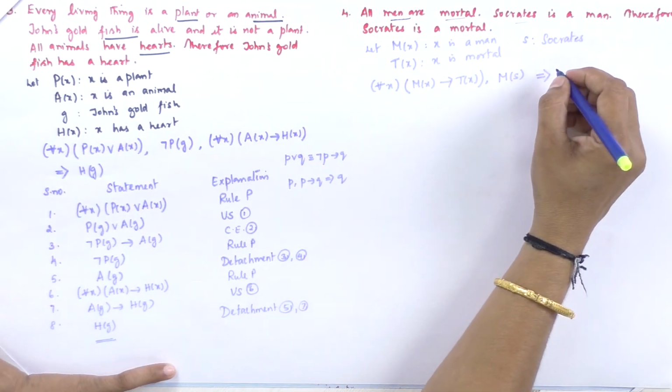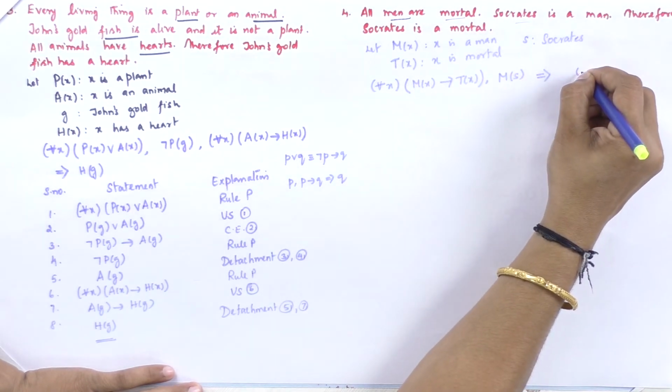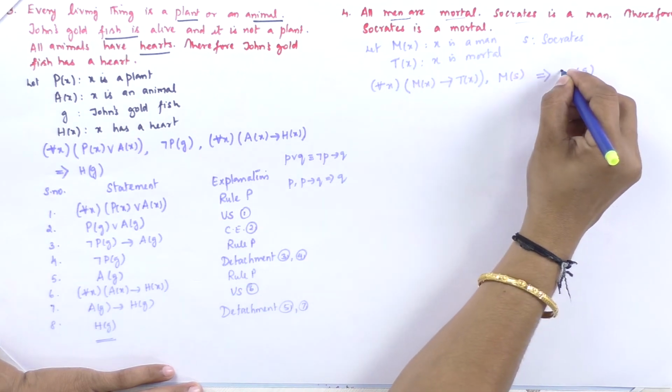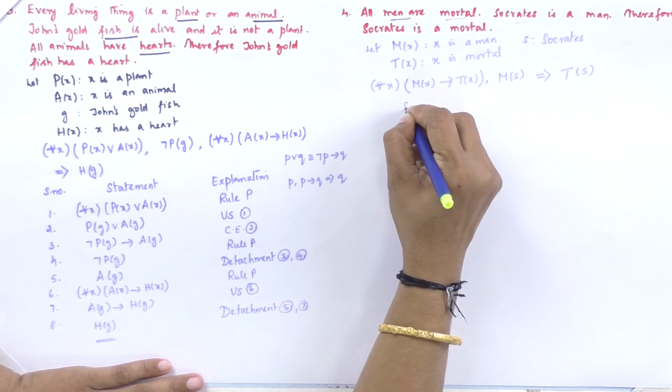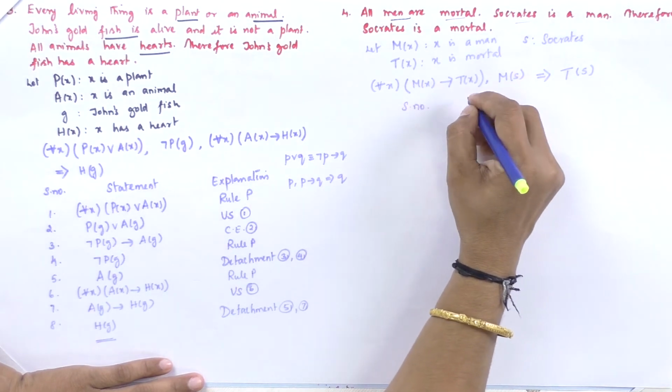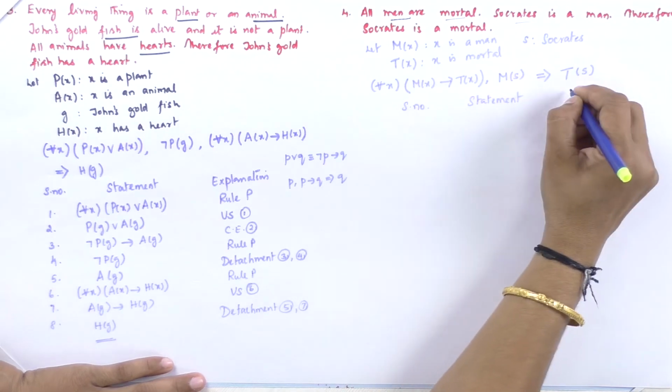So therefore this will imply Socrates is mortal, right? How do we say that? Socrates is a subject, so it should be within the parenthesis. Mortal is capital T, right? So this should be our conclusion part. So let us check whether we get that or not. So serial number, statement, then the explanation.